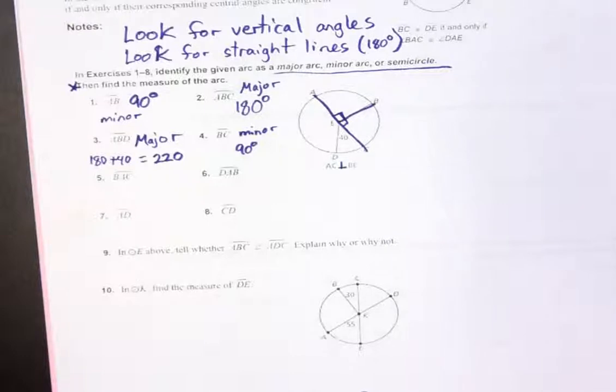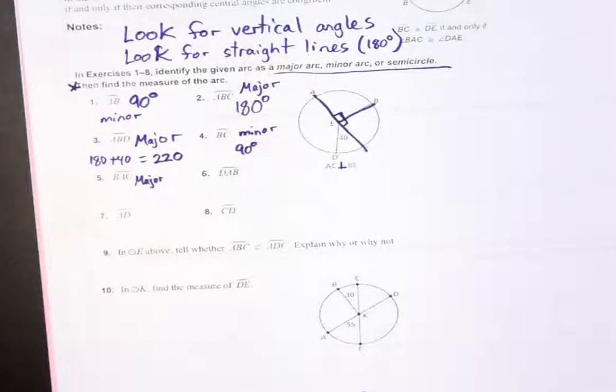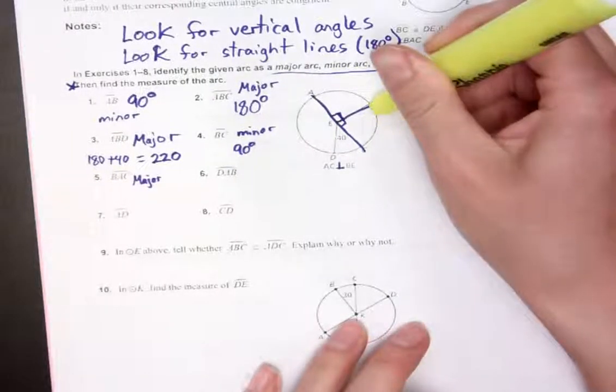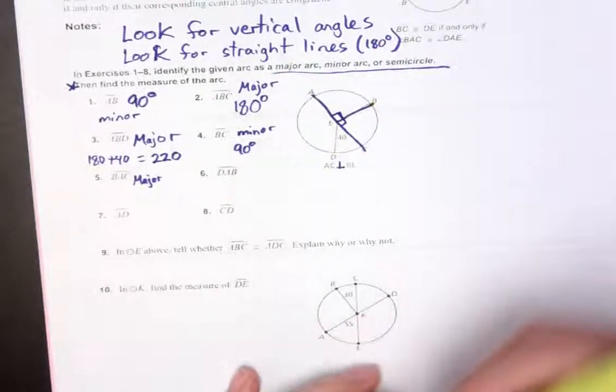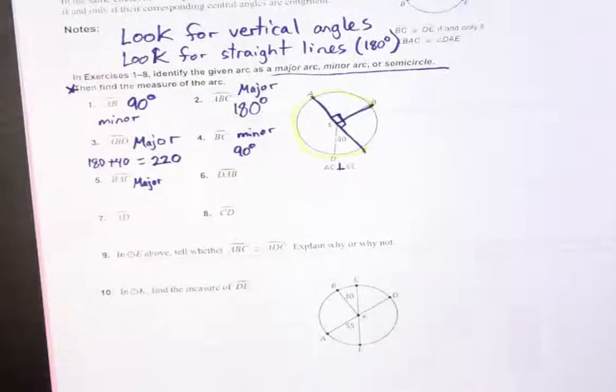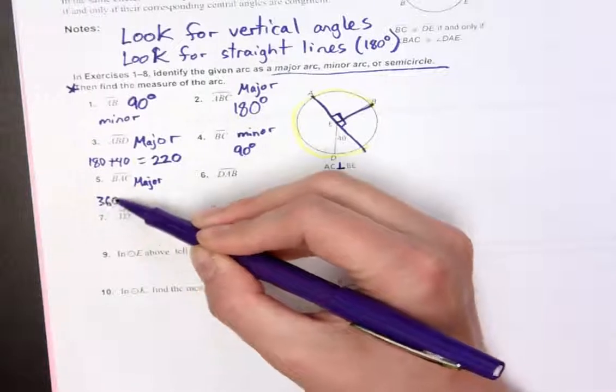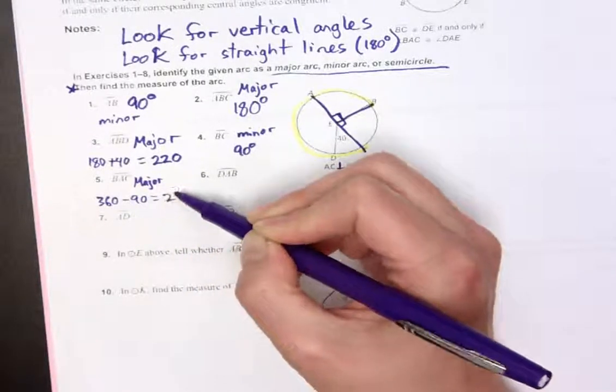All right, how about BAC? What do you guys say? Major or minor? Major. And what's the measure? So this time we're starting at B. 90, 270, because we're starting here going all the way around. 90 to 360. What's your question, Nick? Okay, so it'd be 360 minus the 90 to equal 270.